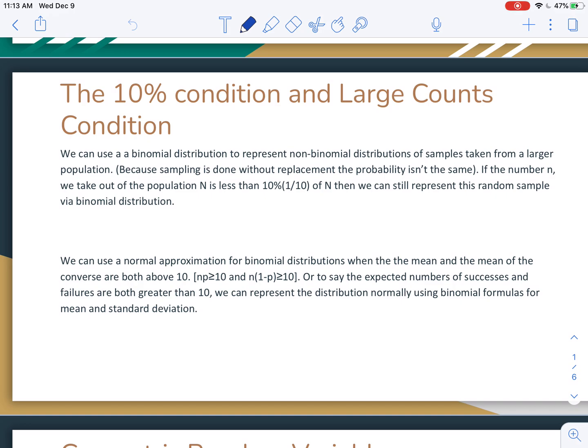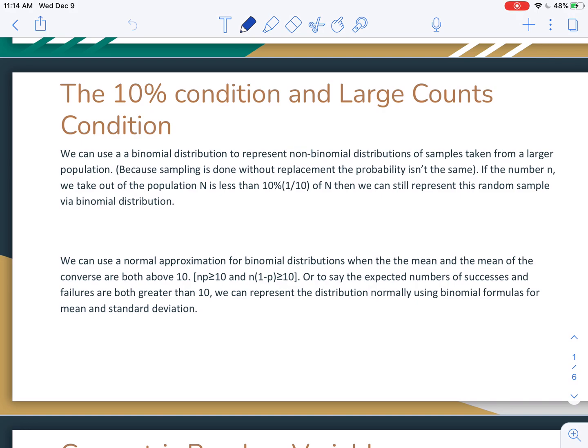So the entire concept here is that when we sample from a large population, it is done without replacement, so therefore each and every trial actually doesn't have the same probability. But when we are taking less than 10% of the population, the difference in the probability is actually a lot smaller than one would be led to believe.